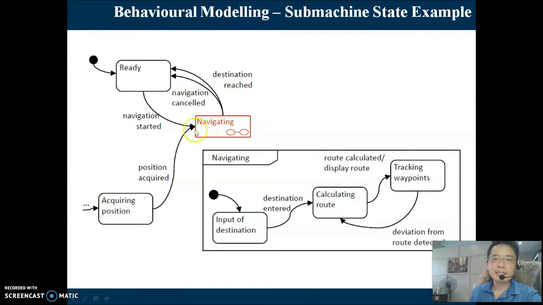From a navigating state, the next state would be ready, if the navigation is cancelled on purpose by the user, or if the car has reached the destination, and we go back to the ready state. So this is a conditional transition, either navigation cancelled or destination reached.